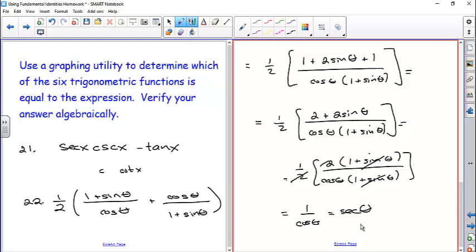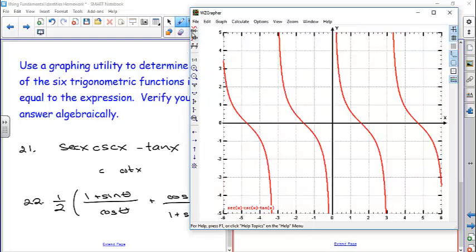So that's what I should see. If I plot this function here, I should see what looks like the secant. And remember, the secant is 1 over the cosine, so you're going to have something that looks like that, and it's going to come down and go that way.